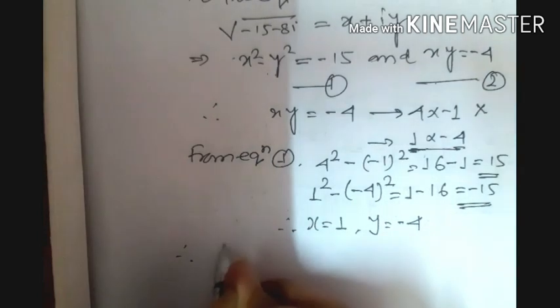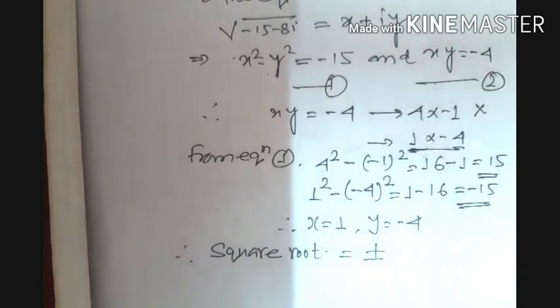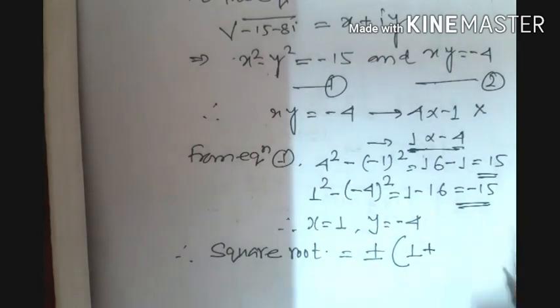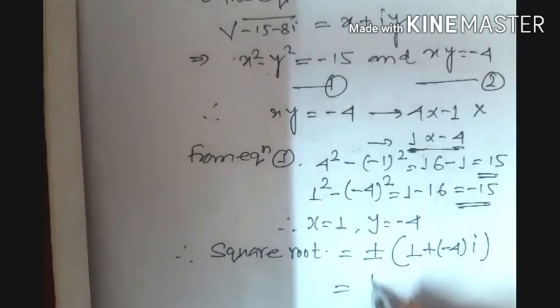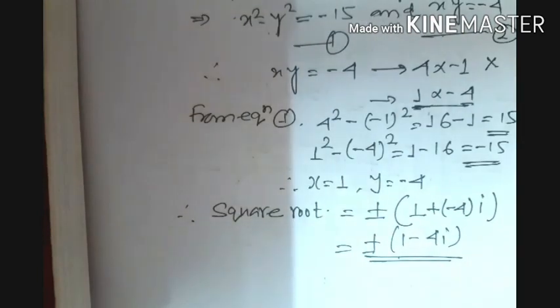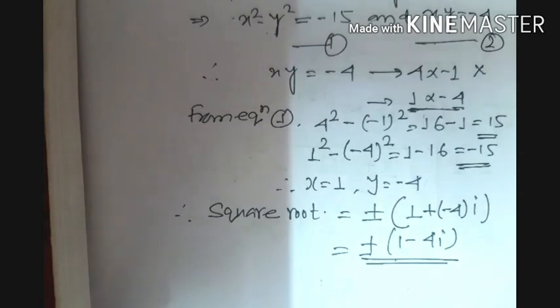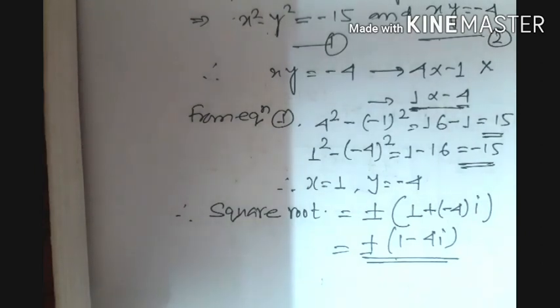So our square root will be what? Our square root will be, plus minus sign is always there, we have to open the first bracket. In place of x we have to write 1 plus iy, so in place of y we have to write minus 4 into i. So finally our square root will be 1 minus 4i. You can see this is our answer. How much time have we taken? Because I have shown you step by step, I have taken a little bit more time. But if you practice this method, this type of sums, I mean the square root of any complex number, can be solved in only 5 to 10 seconds.